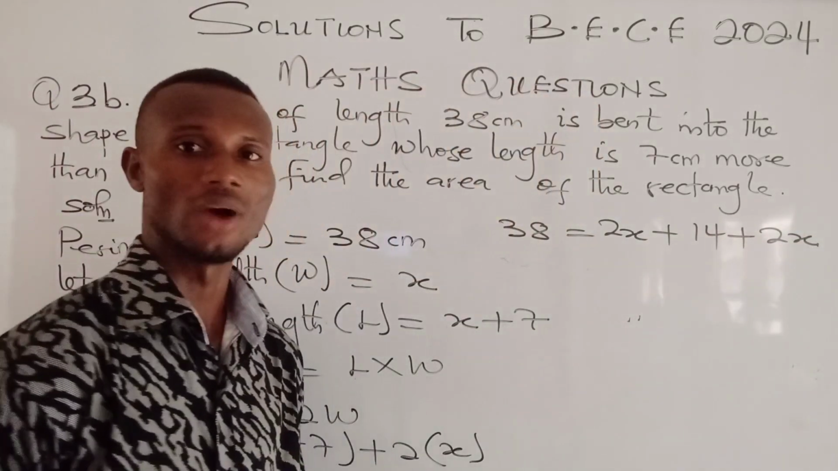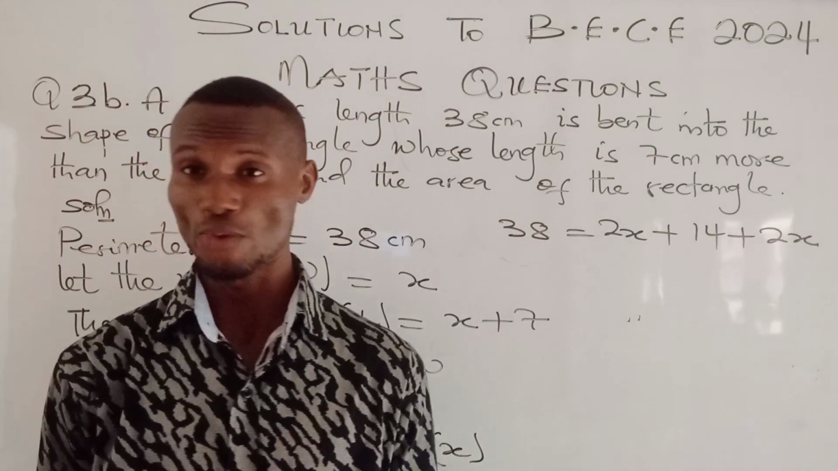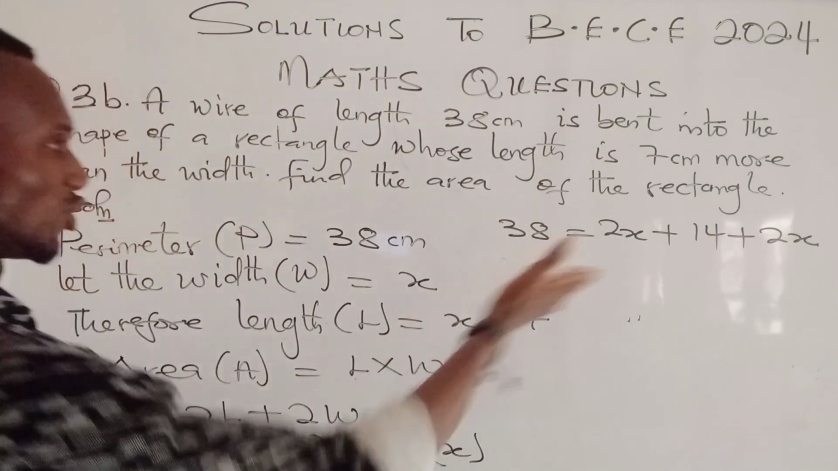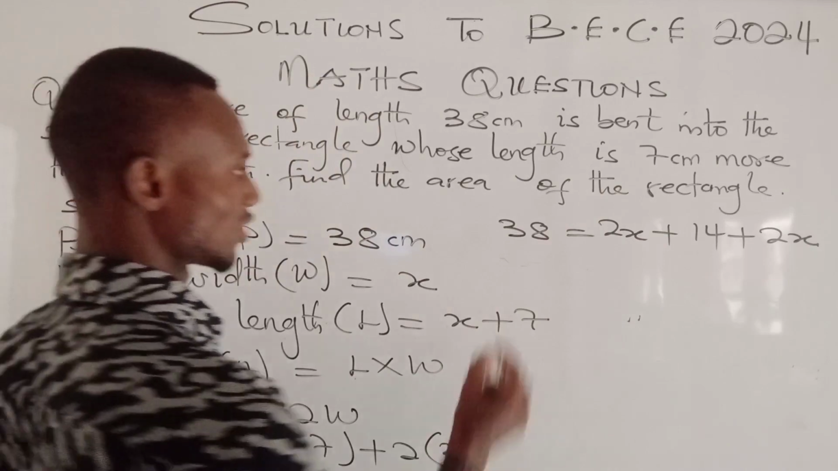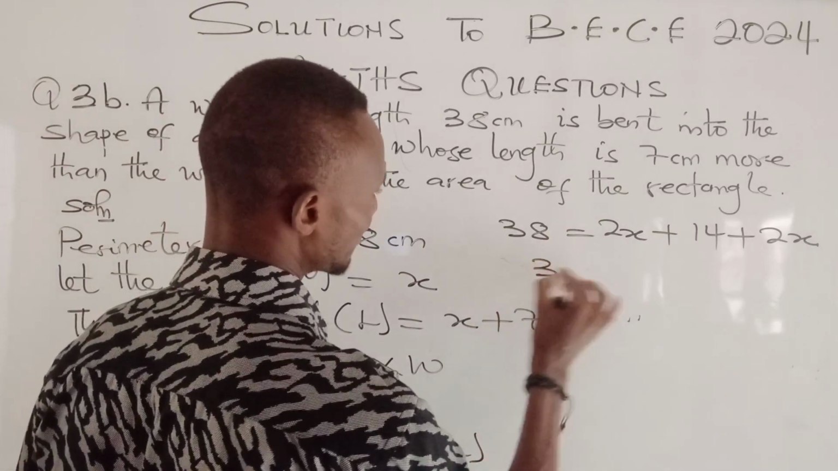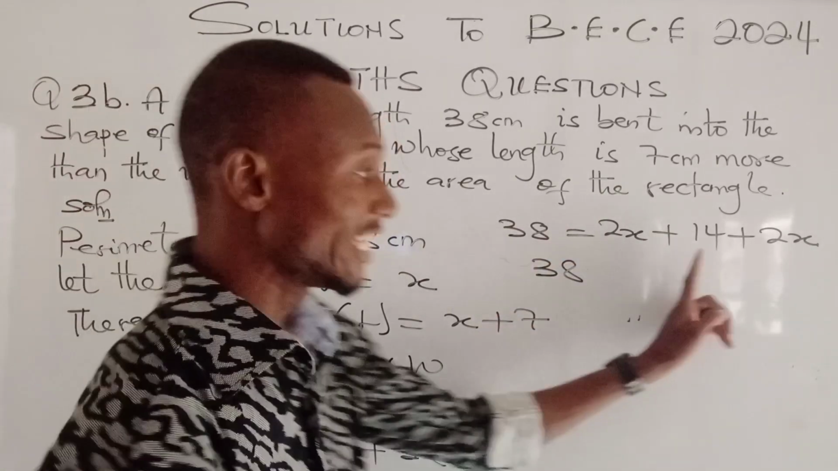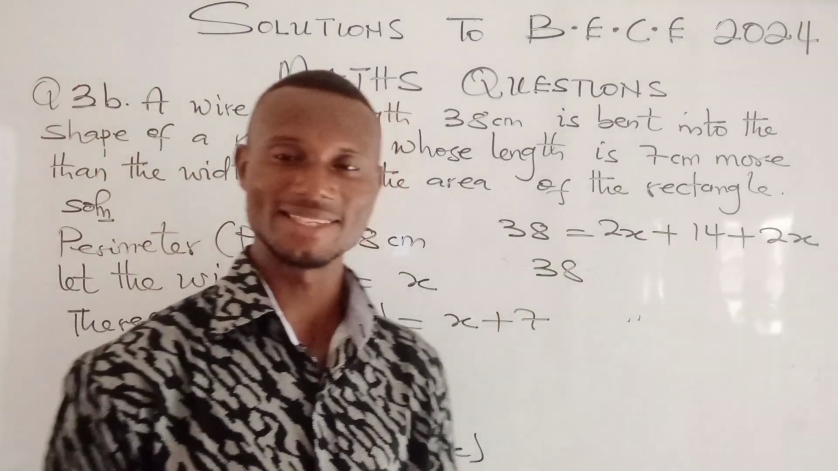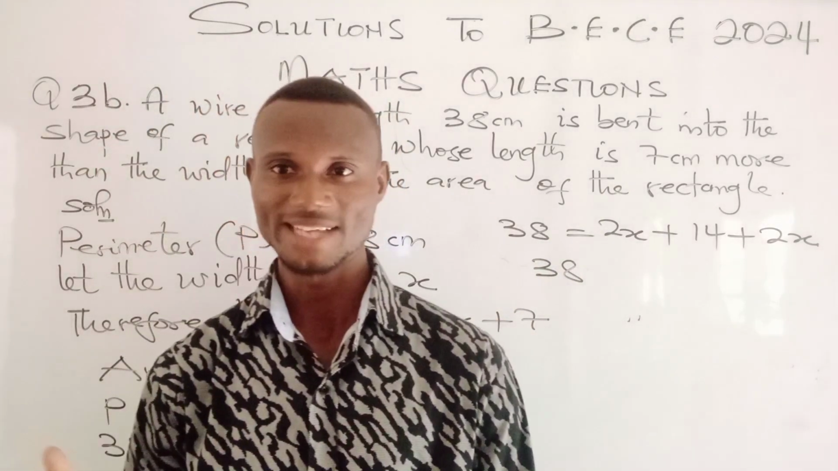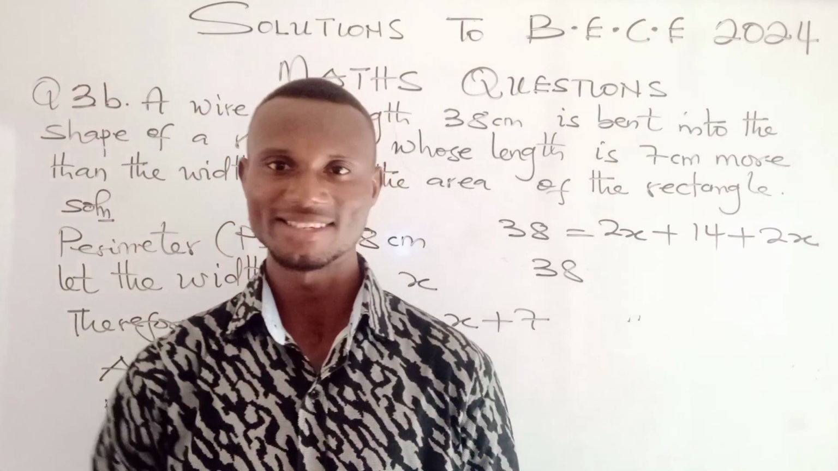I hope you understand up to this point. All that we did is to open our brackets. Let's go ahead and group like terms. If I write my 38 here, this 14 here will cross the equal sign. Don't forget, when anything crosses the equal sign, the sign it has changes.